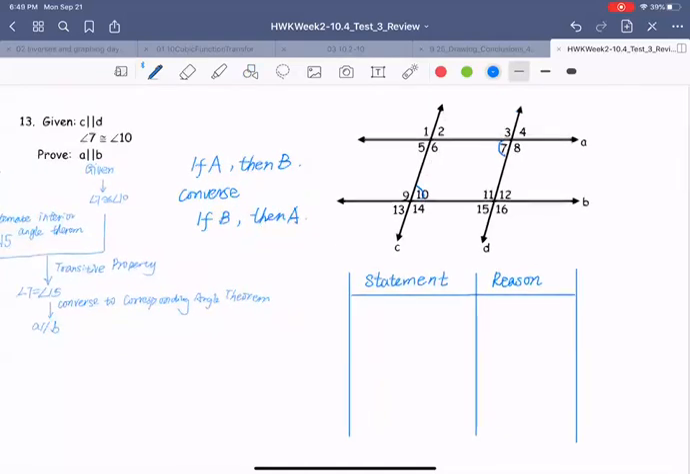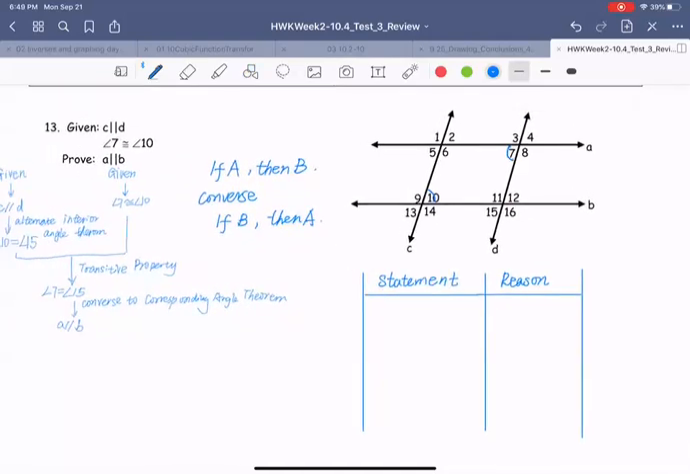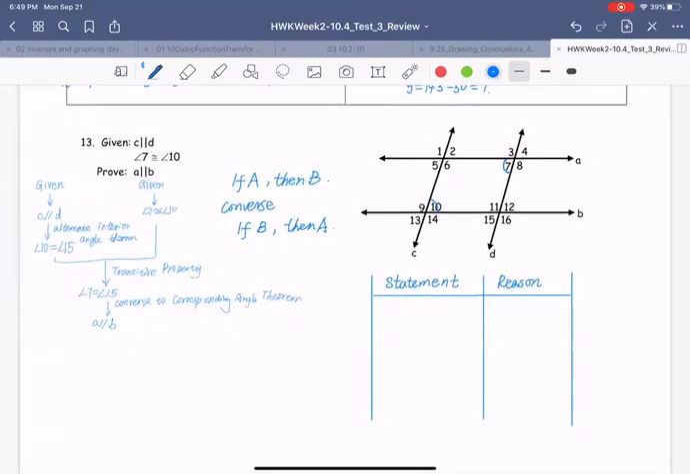Okay, statement and reason, all right? So we write down C is parallel to D. What's the reason? C is parallel to D. Those are alternate interior angles. The reason is given, right? Yes, it is given.